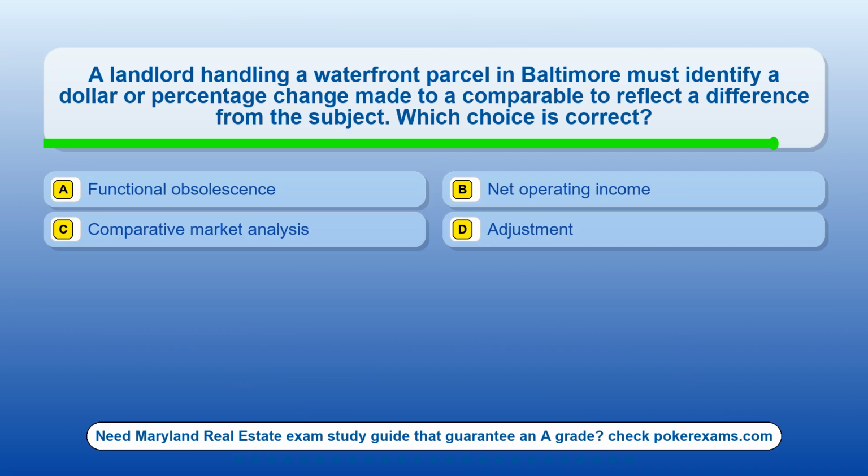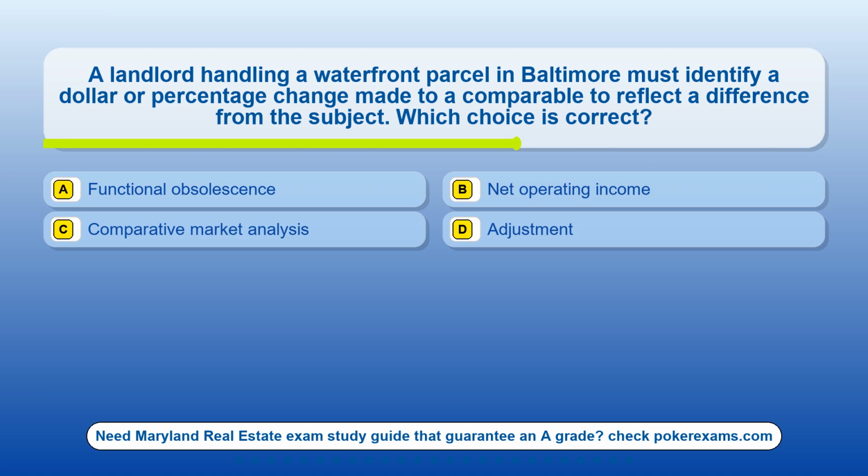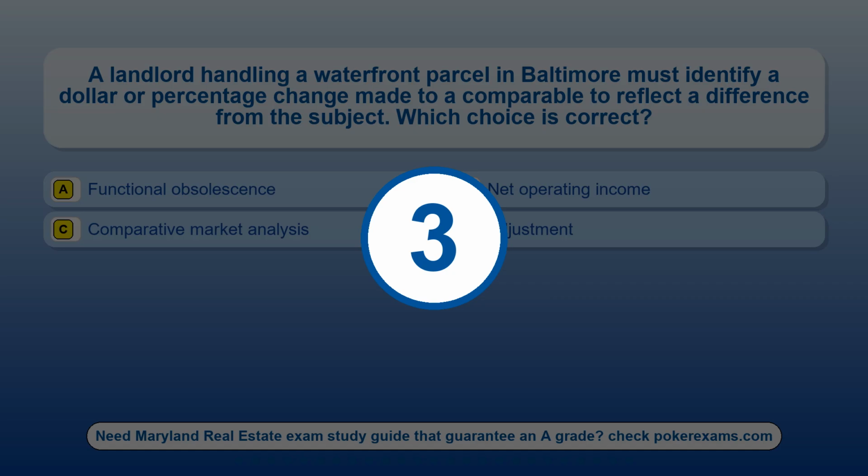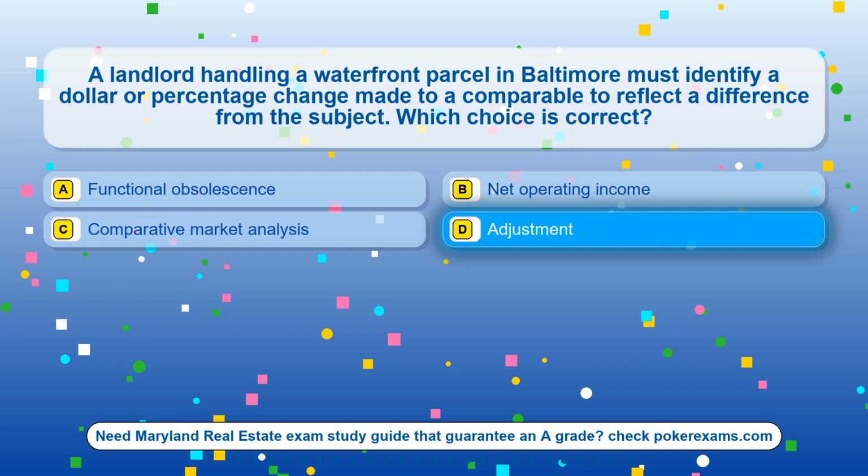Question 8. A landlord handling a waterfront parcel in Baltimore must identify a dollar or percentage change made to a comparable to reflect a difference from the subject. Which choice is correct? Option A, functional obsolescence. Option B, net operating income. Option C, comparative market analysis. Option D, adjustment. The correct answer is option D, adjustment.